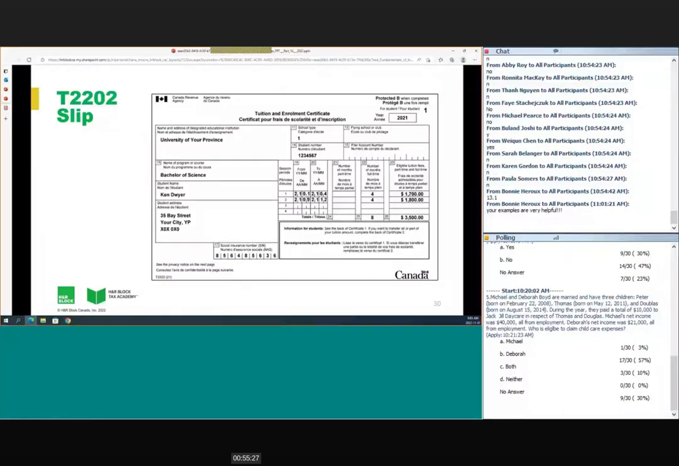Here it tells us that they were in January to April of 2021, 4 months full-time, and the tuition fees are $1,700. Then they also had a session from September to December of 2021, 4 months again, $1,800, total tuition $3,500, 8 months full-time. This is the key information that we're going to be putting into our software, but we're also going to be putting this into our Schedule 11.